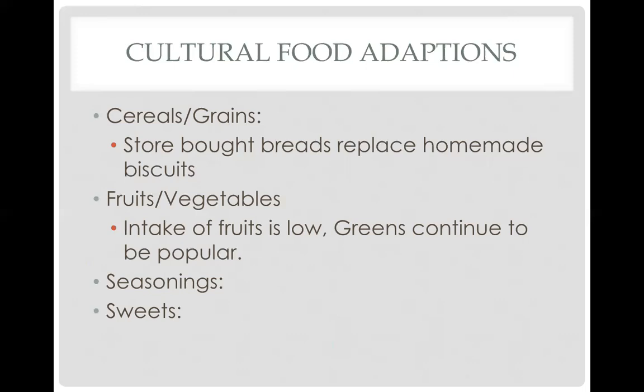Cereals and grains, store-bought breads, processed grains, sugar-sweetened cereals often replace traditional grains. Seasonings, not much has changed. They use hot pepper sauces, onions, and green pepper. Sweets that are common, honey, molasses, and sugar were traditional. However, now cookies and candies are preferred.